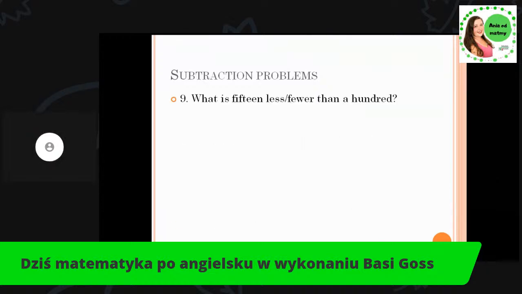And our last problem for today, number 9. Let's read it together. What is 15 less, or we can say fewer, than 100? What is 15 less than 100? What is 15 fewer than 100?